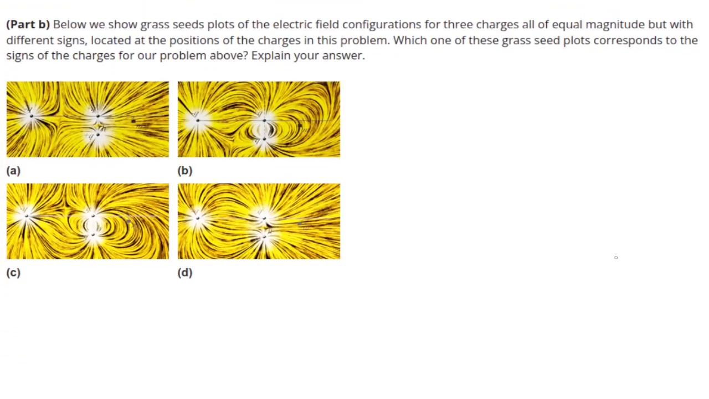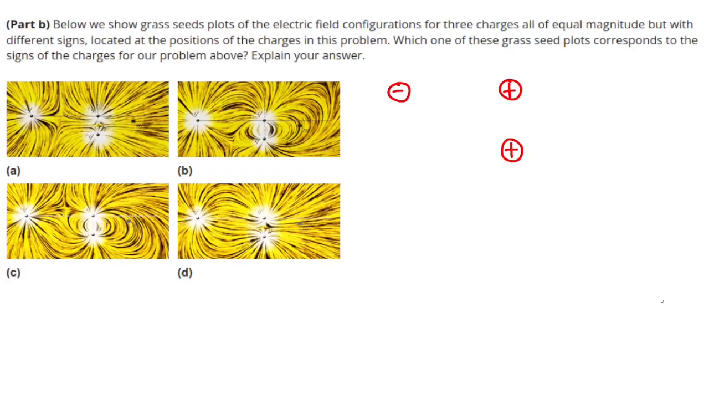where we have the grass seed plots of the electric field configurations for the three charges, all of equal magnitude but with different signs, located at the positions of the charges shown in this problem, and which of the grass seed plots correspond to the signs of the charges for the problem above. So remember we had a positive charge below the beam, a positive charge at the pivot, and a negative charge at the end of the beam.